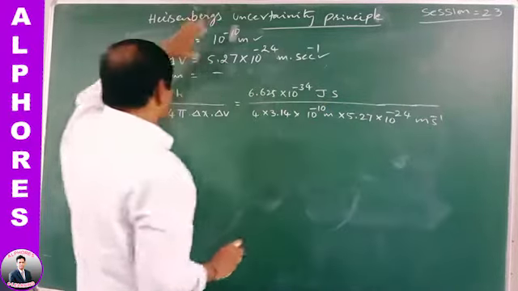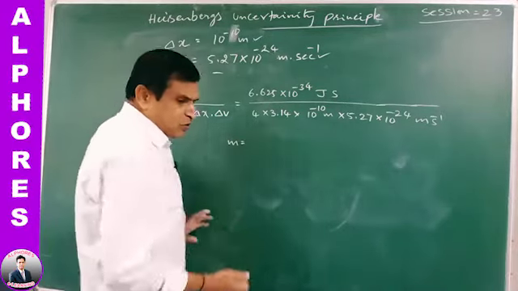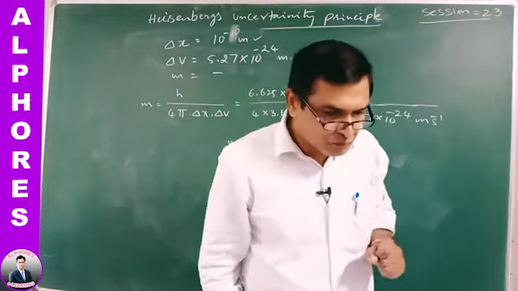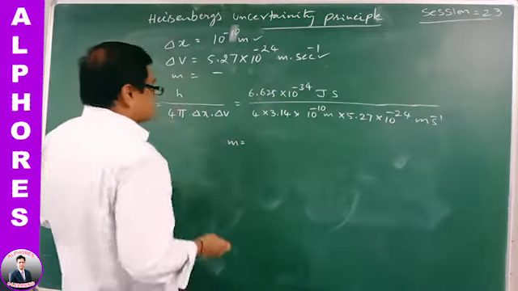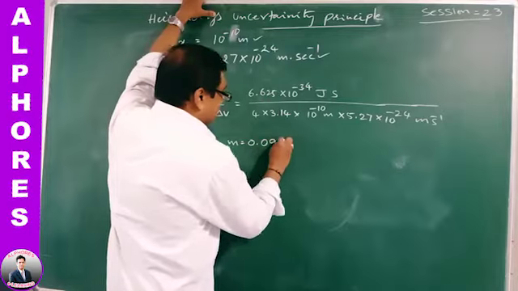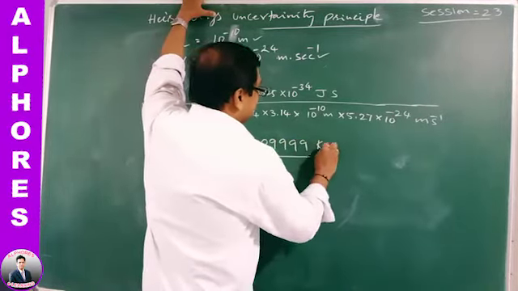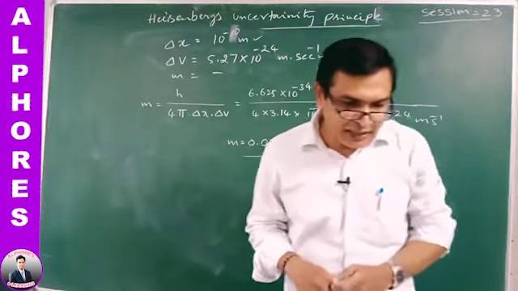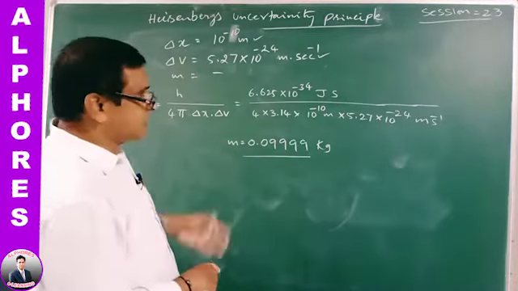Okay, so on simplifying this, the mass of the particle is equal to 0.09999, and it goes like this. It is in kg. Yes, that is the numerical based on Heisenberg's uncertainty principle.